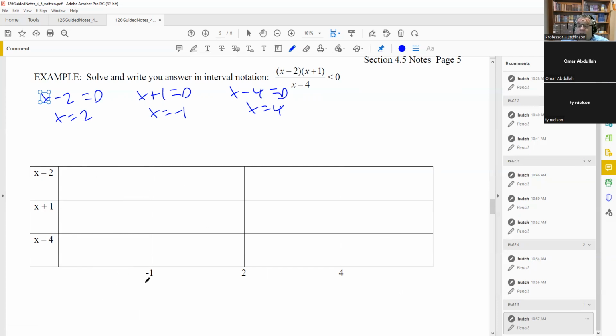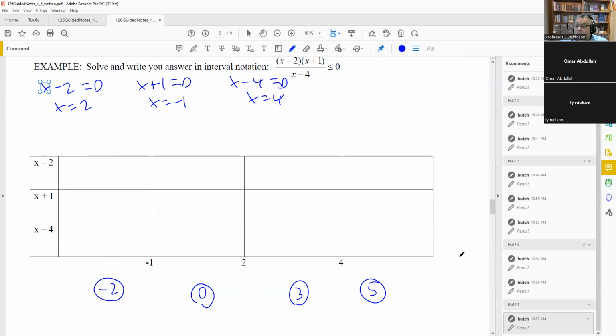Again, we're going to use test numbers. You want to pick a number that is less than -1, so we'll try -2. Between a negative number and a positive number, you can always use a 0. Between 2 and 4, you can use a 3. A number larger than 4, we're going to use a 5. Again, notice that I'm writing these test numbers down below. I don't want to put them right next to the other ones because then I might accidentally pick the wrong answer when I do this.